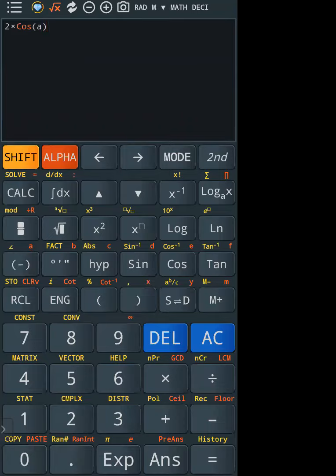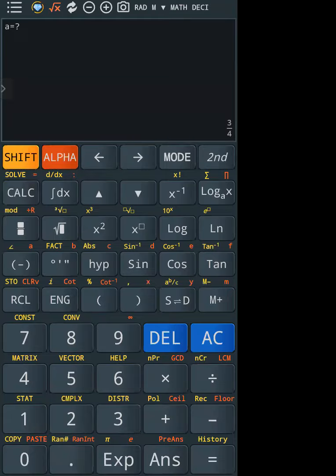Cos of A plus 1.263 into sine of A, where A is my x, plus A square minus 2. Are you able to get this one? How I set the equation? 2 into cos of A plus 1.263 into sine of A plus A square minus 2.